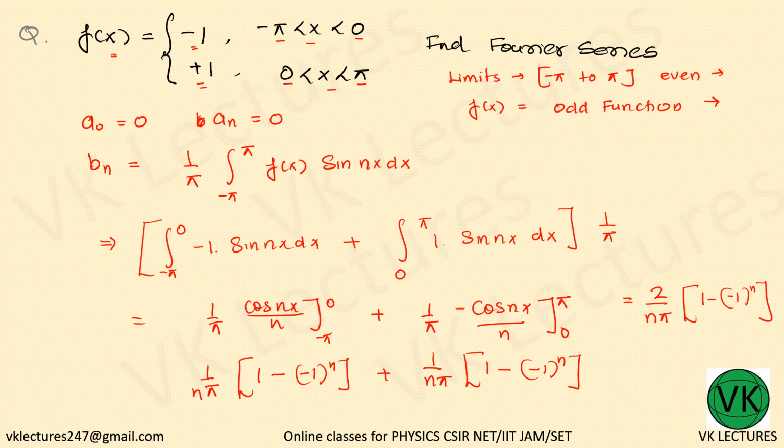Now there will be two values. First one is when n is odd. When n is odd, bn will become, yeah, bn equal to 4 by n pi. And the second case is when n is even. When n is even, the bn value is 1 minus 1, which is 0.